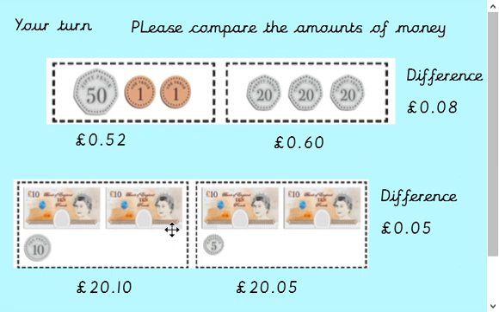Now, the amount of money on the bottom part here, we've got £10, £20 and 10, so £20 and 10 pence. And on the right hand side, we've got £20, so similar, but we've only got 5 pence, or 0.05. So we can see that this side is bigger, and the difference between the two, that's only 5 pence bigger. The difference is 5 pence.